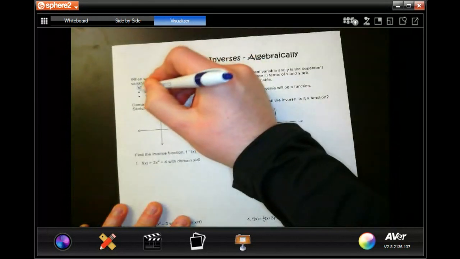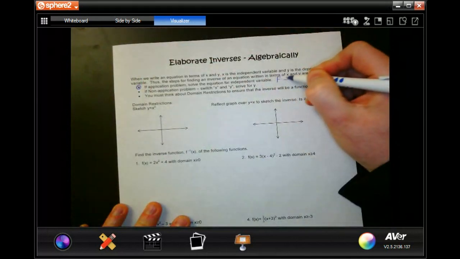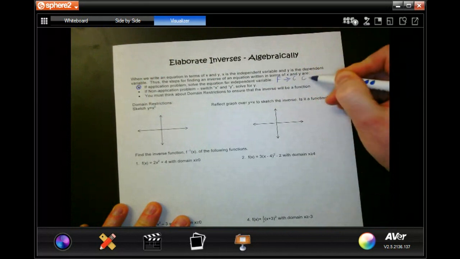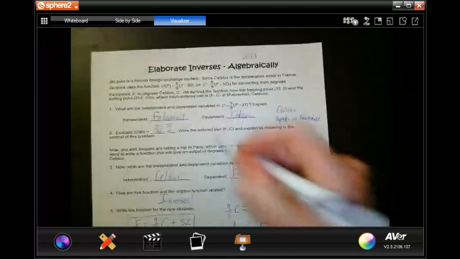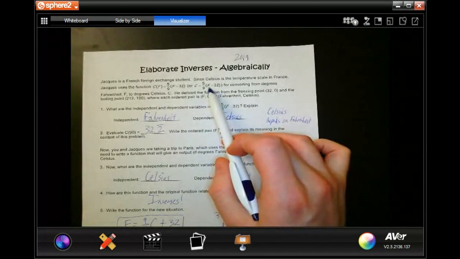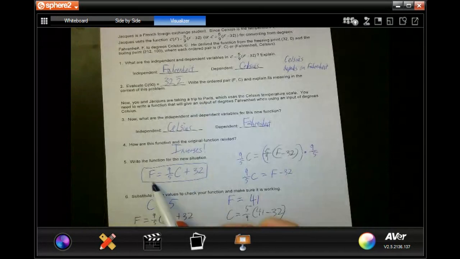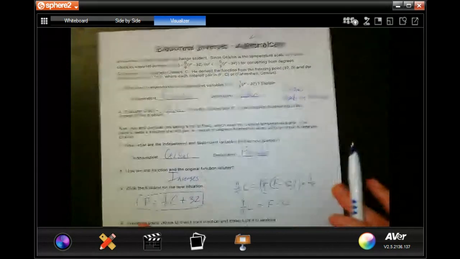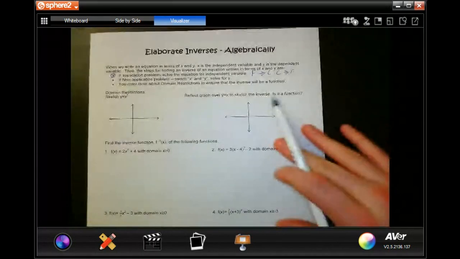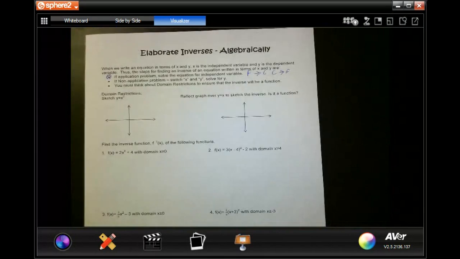So in an application problem, such as Fahrenheit to Celsius, Celsius to Fahrenheit, you just solve the equation for the independent variable. You don't switch the variables, you just get F by itself, which is what we did here. And if I gave you this, you would have gotten C by itself. So in an application problem, real world, you just solve the equation for the independent variable.